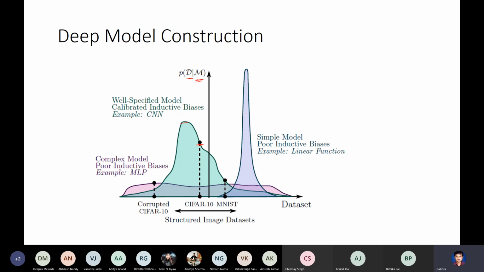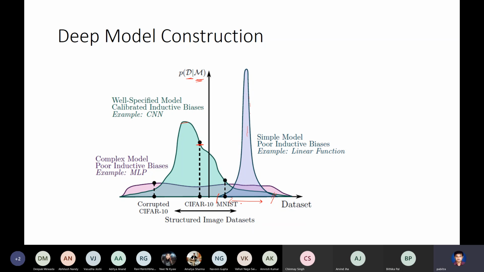Now let us look at three broad classes of models. The one on the rightmost, this blue thing, is a simple model with a very low inductive bias, say a linear function. There is some simple data where it fits very well, but it does extremely poorly for other data. So you have a sharp distribution here, and it also has a small support.